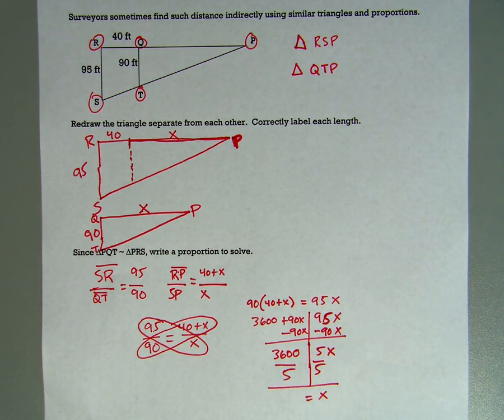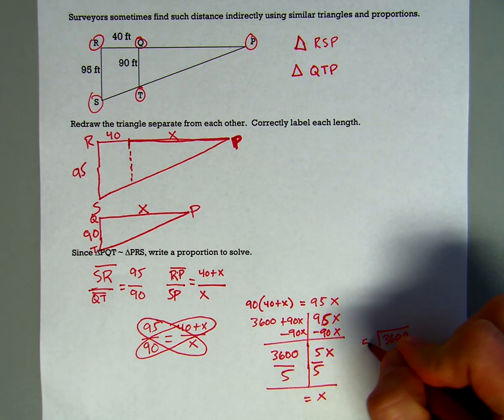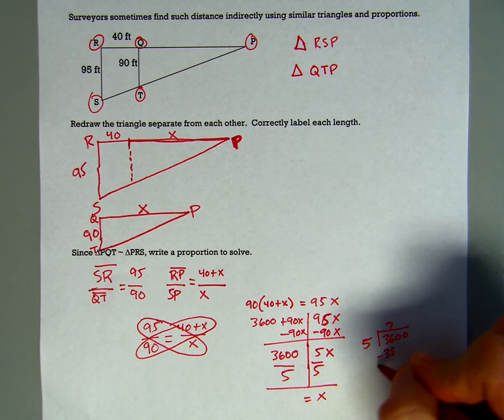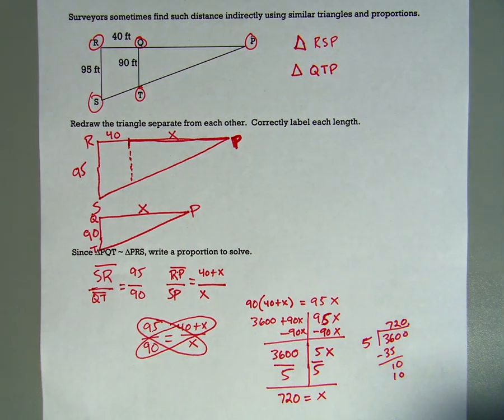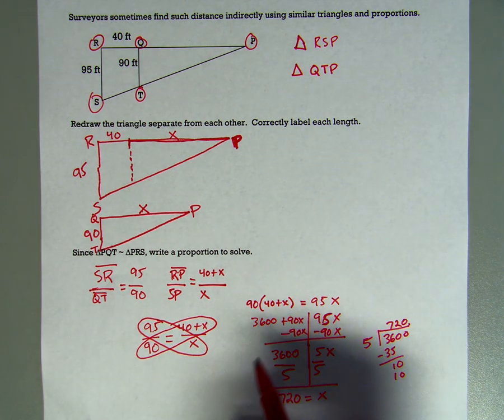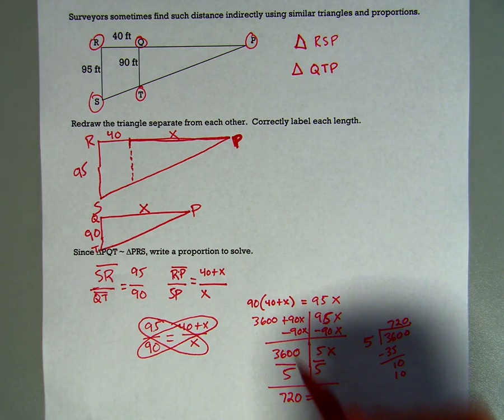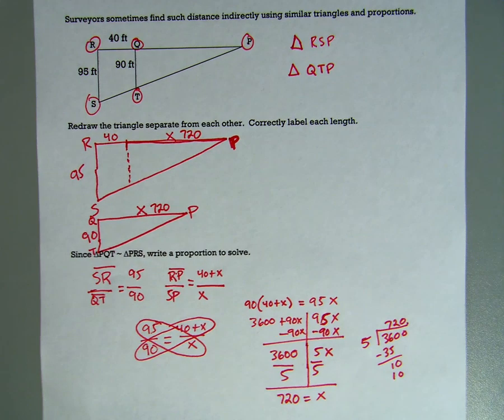And I should get x is equal to, see, 5 goes into 3600 720 times. So x is equal to 720. Okay, there's my x. And if I were to go ahead and plug this in up here, we have 720 on this side, and 720 on that side.